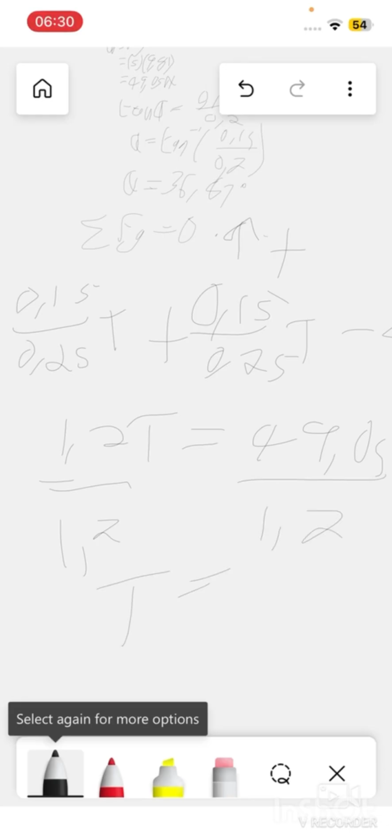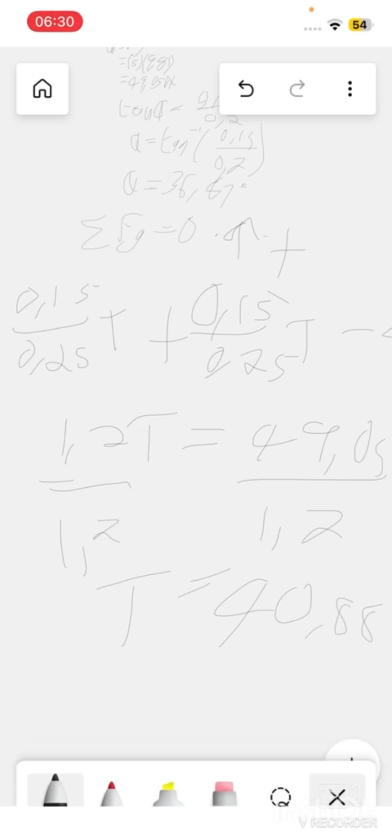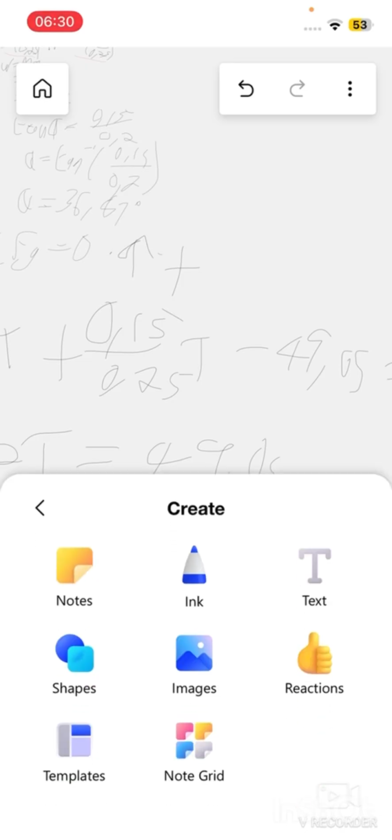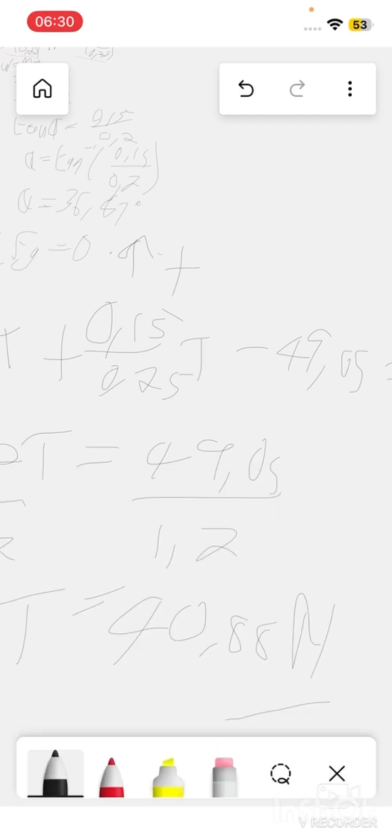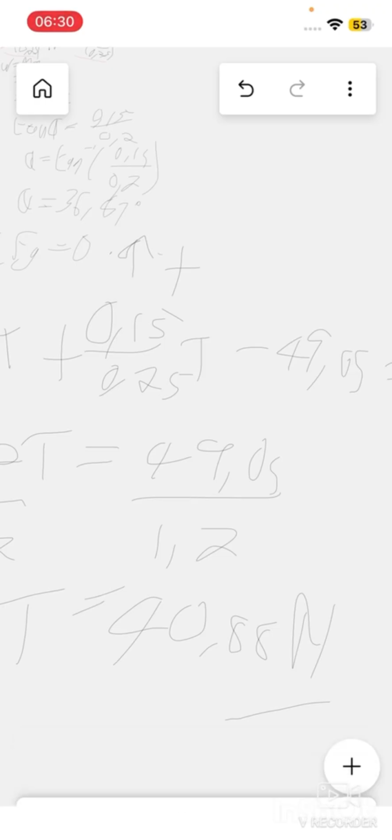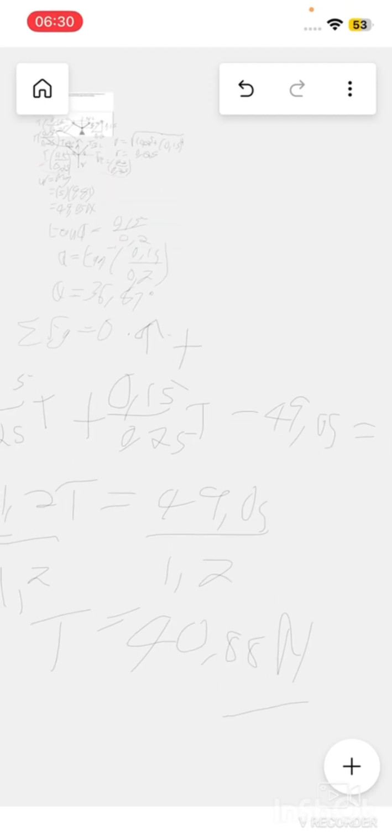We find our T is 40.88. When we punch it on a calculator, we're going to find our T is 40.88 Newton. Therefore, we are not done. If you are being told to find the force polygon, we're going to need to draw the force polygon.